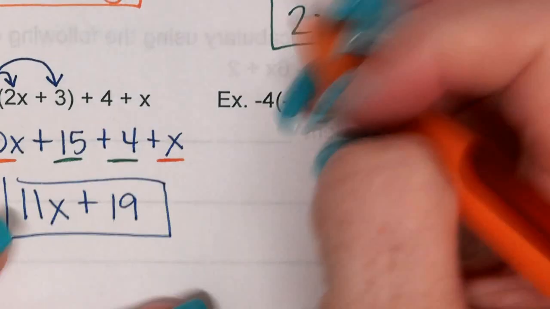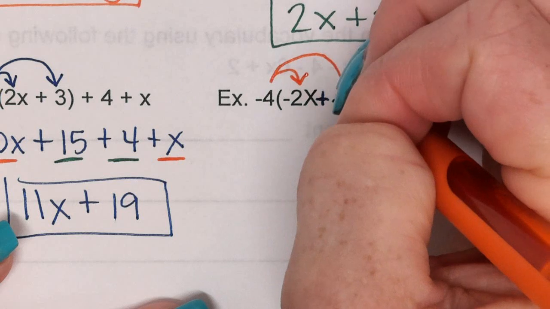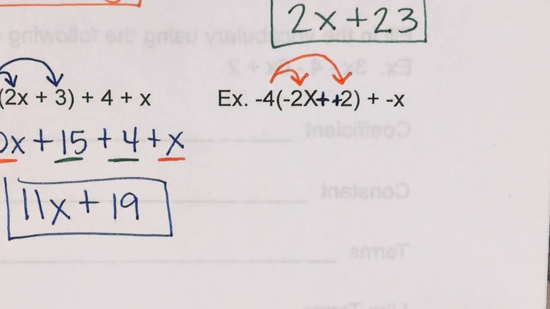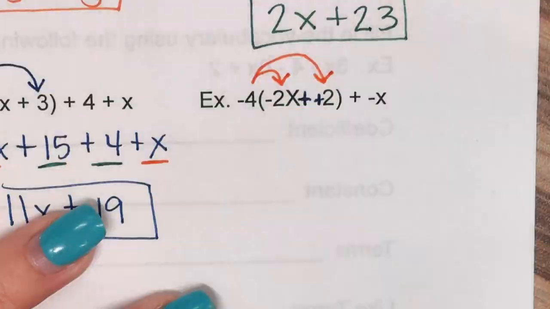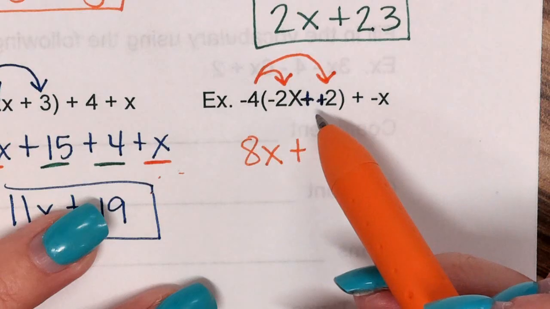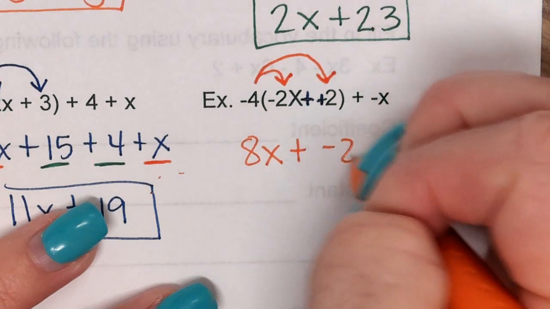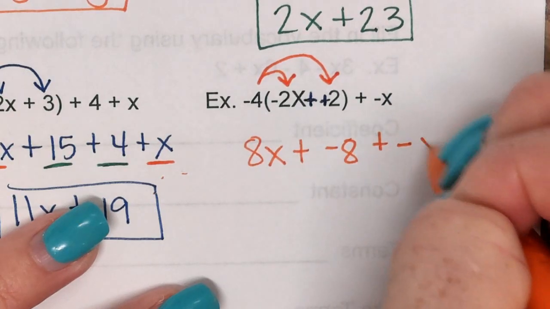All right, I'm going to distribute the negative 4 to the negative 2x and the negative 4 to the positive 2. What is negative 4 times negative 2x? Positive 8x. Plus, what is negative 4 times positive 2? Negative 8. Plus, negative x.